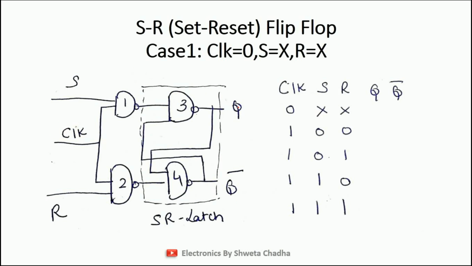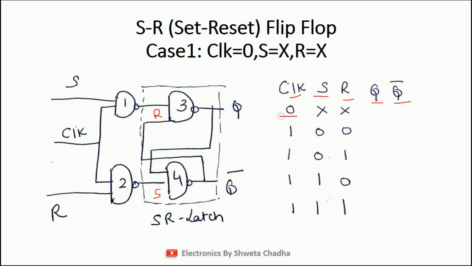I have written an empty truth table here where I have mentioned clock, S, R, Q and Q bar. Q and Q bar are the outputs, S and R are the input signals, and clock is the input signal which we have used. Again, gate number 3 and 4 represent our SR latch, and in the SR latch the below signal is S and the above signal is R. So students, let us start.